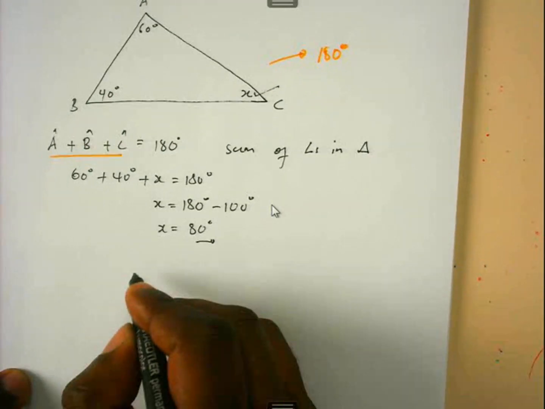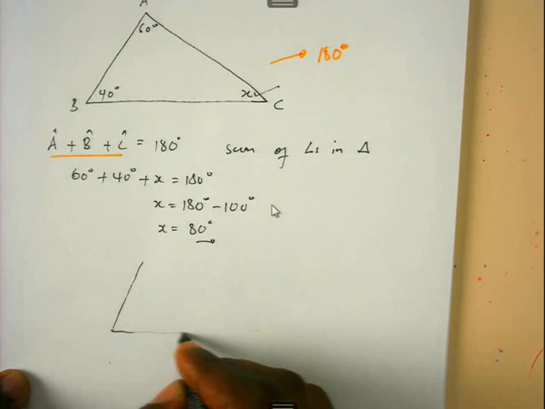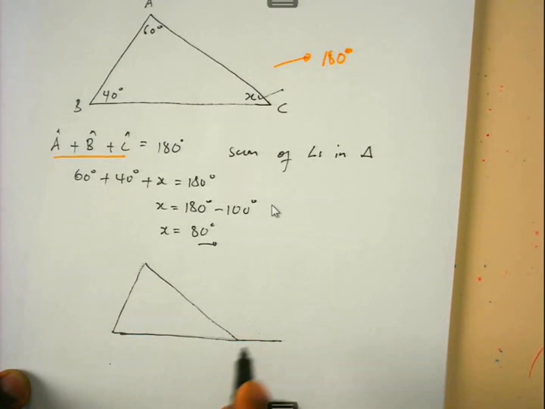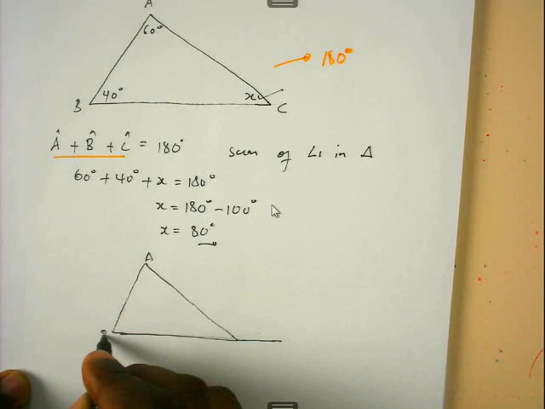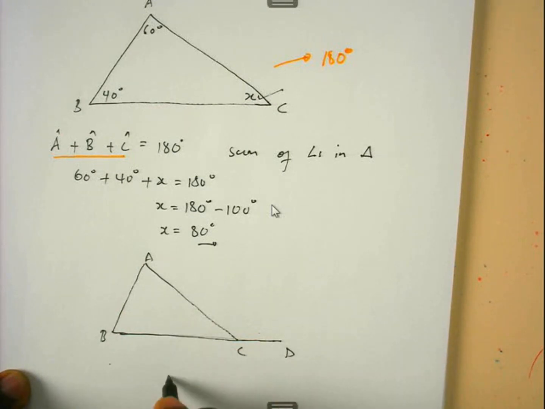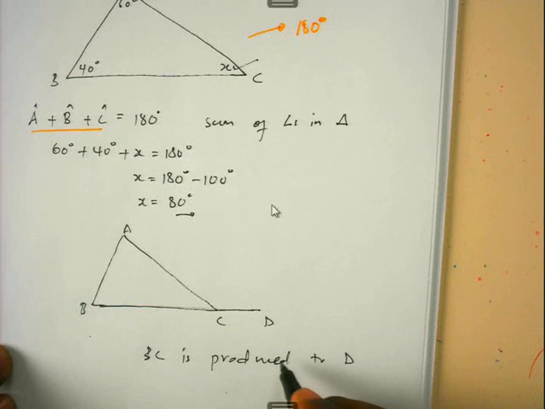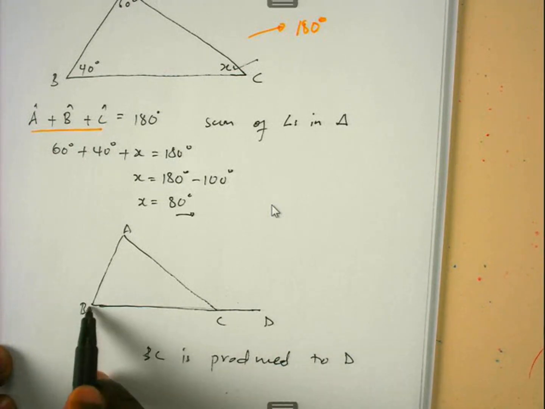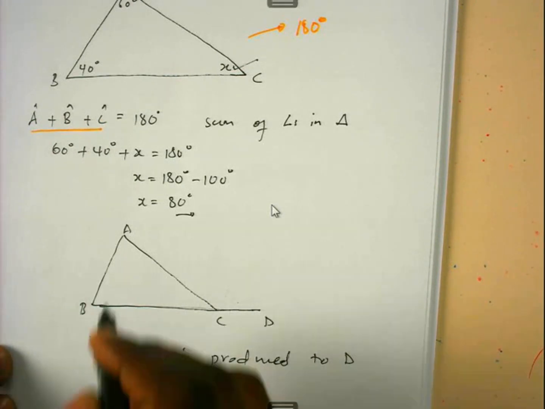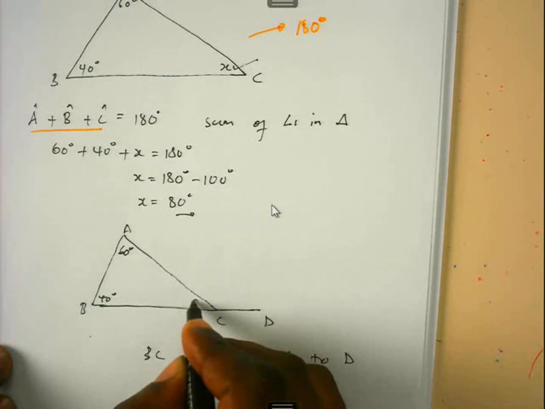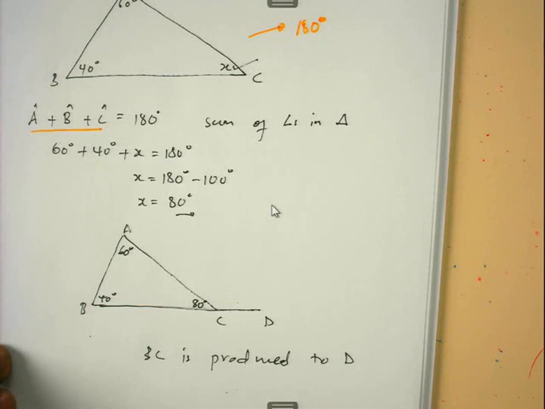180 degrees. But with triangles, again, there may be an angle outside the triangle. The angle outside the triangle. If you have A, B, C, D, and BC is produced, I want to use that word, to D. Look at BC. BC is produced. And here we are given it is 60 degrees. This one is 40 degrees. And now we have calculated that one is 80 degrees.